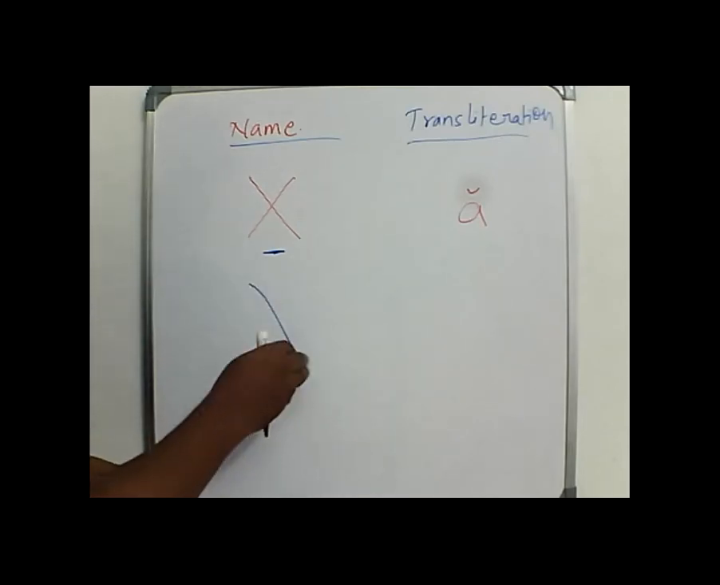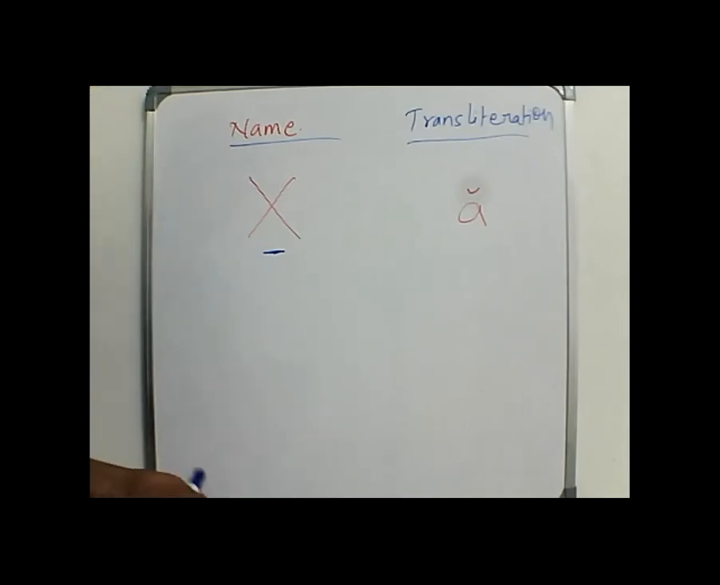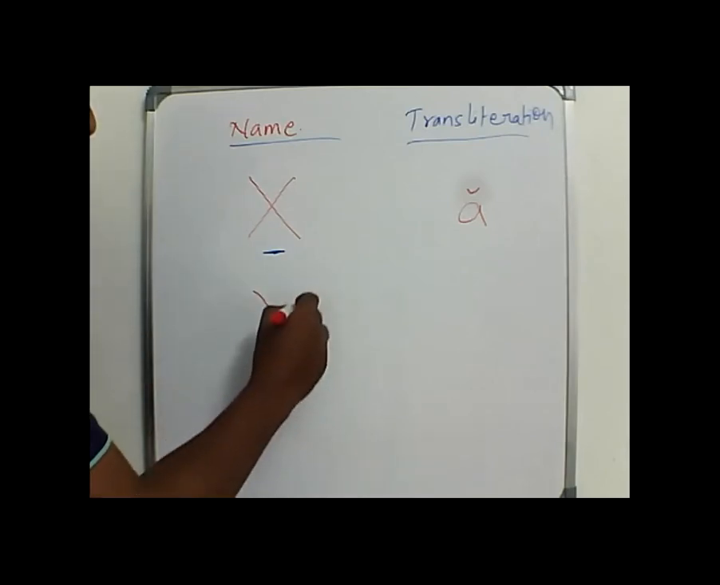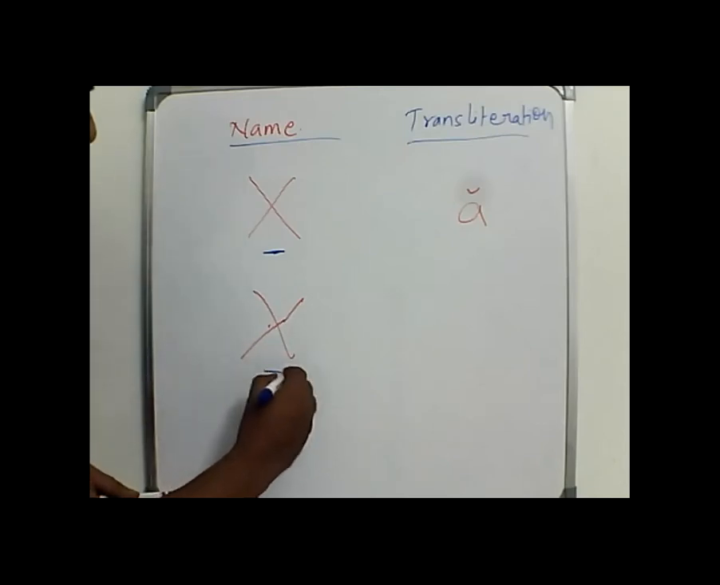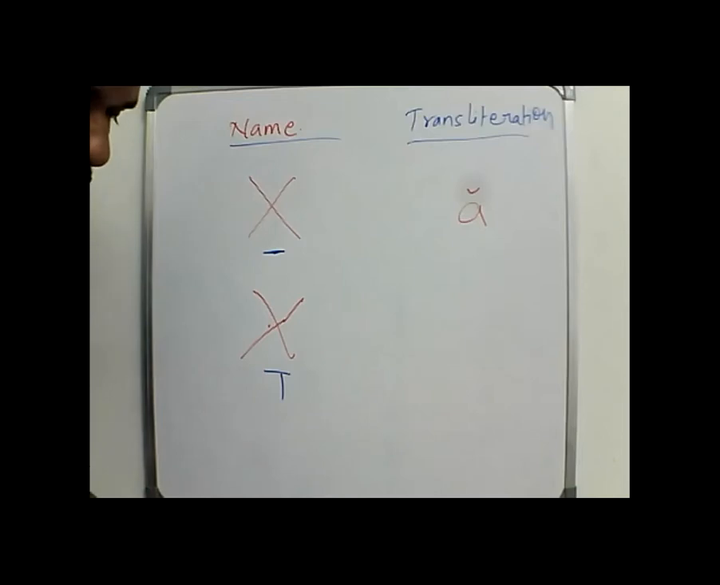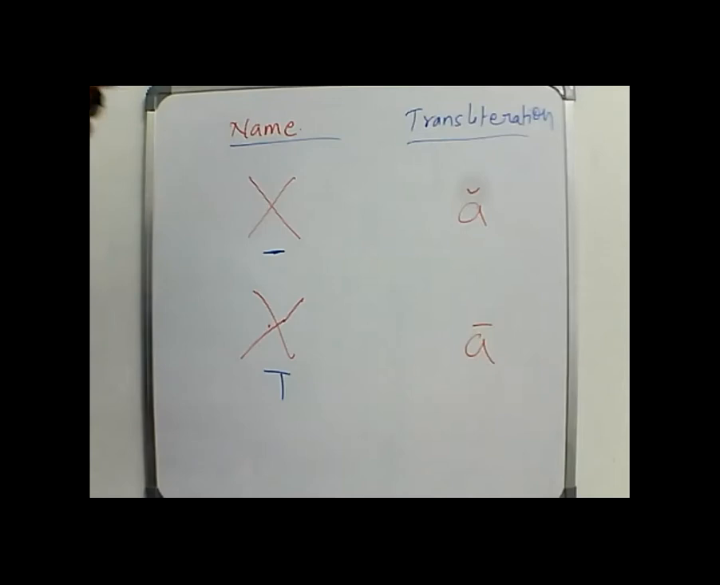And if the vowel is, let me follow the same, like this, the transliteration should be A in small dash. Okay. So please, I hope you are all following, noting down. This is very much needed.